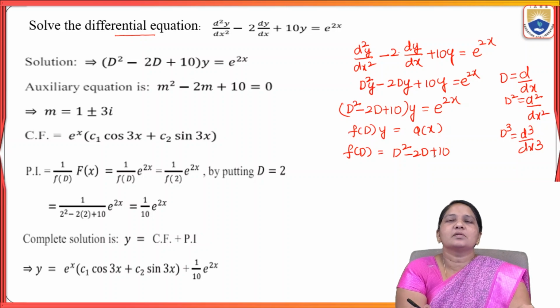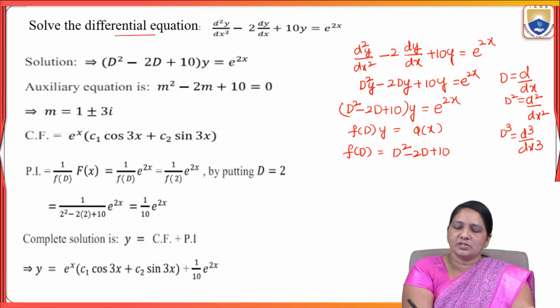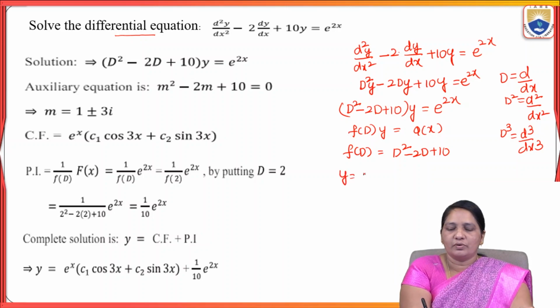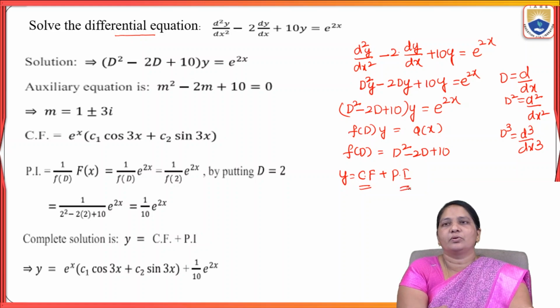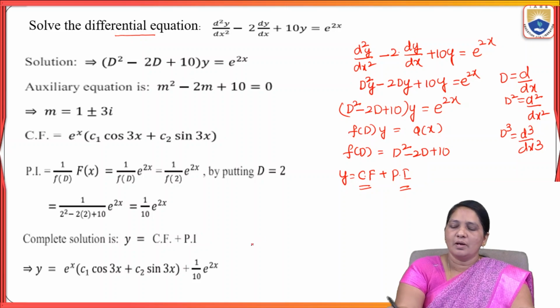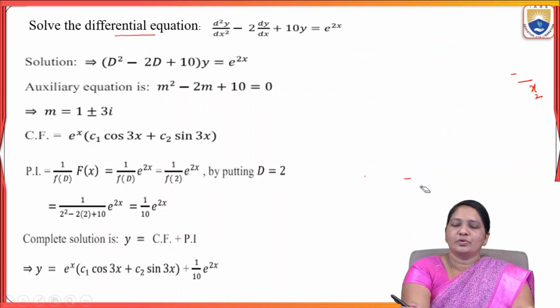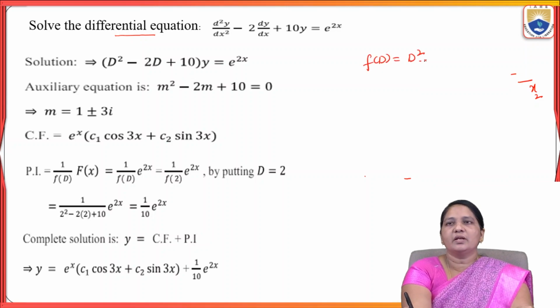So what is the general solution of the given differential equation? That is y equal to CF plus PI. So that means first we have to calculate the complementary function, after that the particular integral. So first we are going to calculate the complementary function by using the f of D. So here f of D is D square minus 2D plus 10.